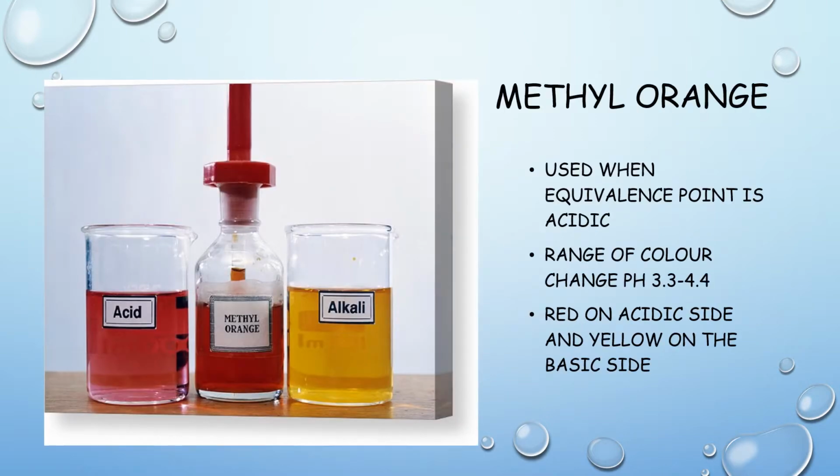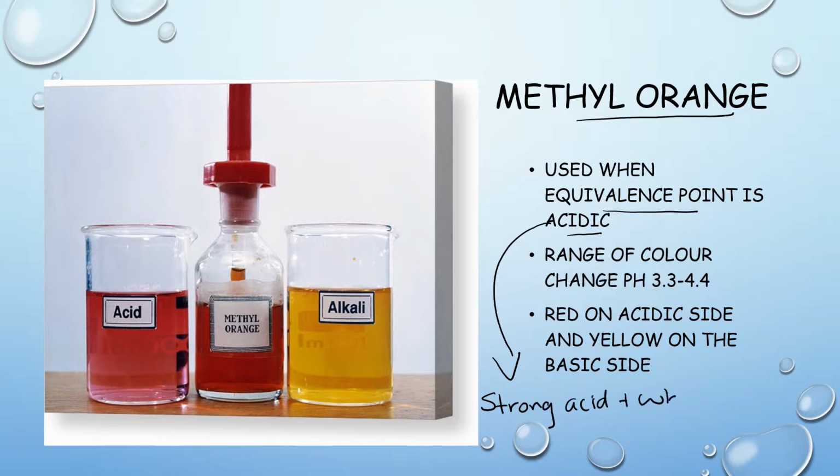A common indicator that we use in acid-base titrations is methyl orange. And this is when the equivalence point is in the acidic range. Now, you get an equivalence point in the acidic range when you use a strong acid with a weak base, because this will give an acidic salt.